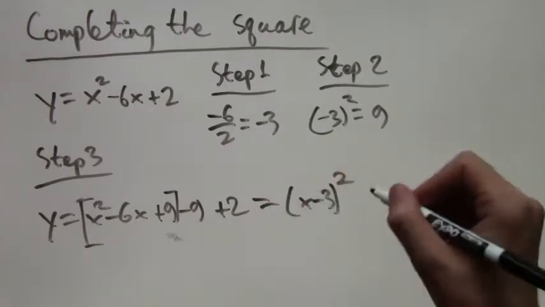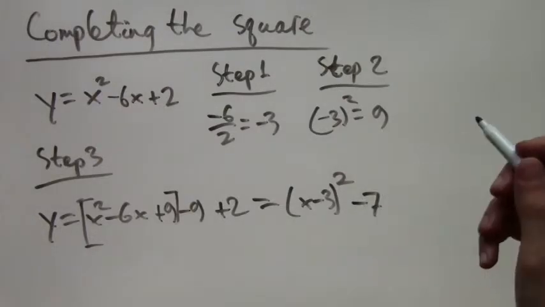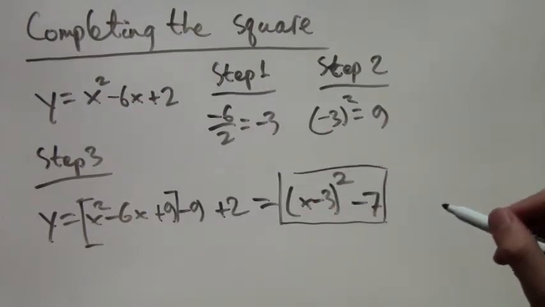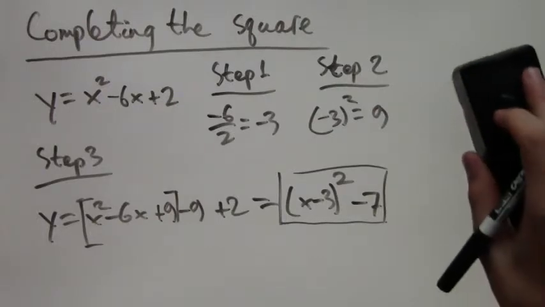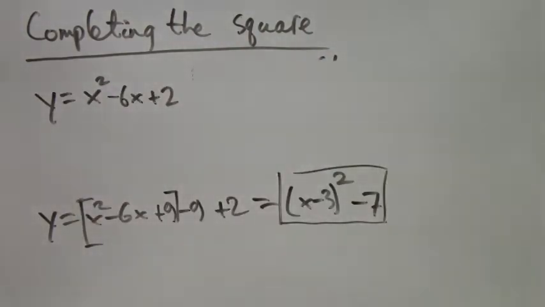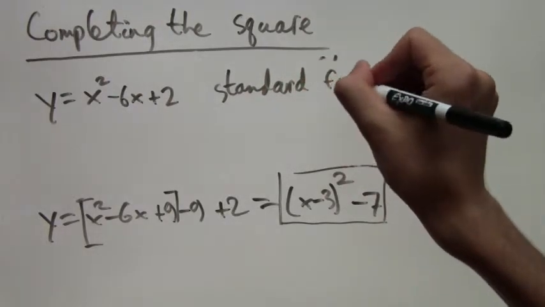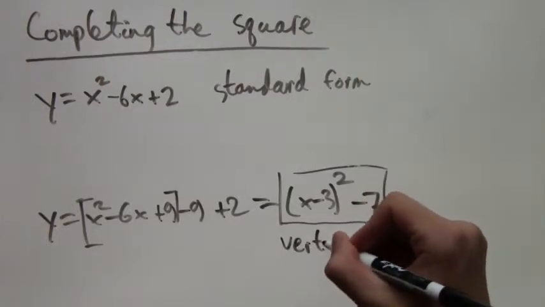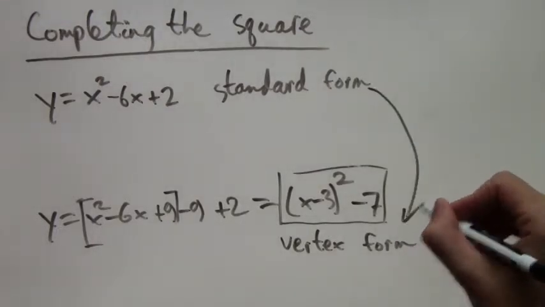Now this is why we divided by 2 in step 1 and then we squared in step 2. It's because we have 2 times negative 3 times x is negative 6x. But we multiplied by 2 there, if you remember when we expanded. And now we divide by 2. So let me show you. We started with standard form, and now we have vertex form, because we have our square, and then minus 7. And it's minus 7 because negative 9 plus 2 is minus 7.